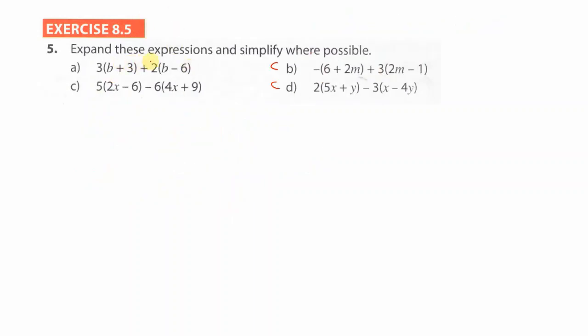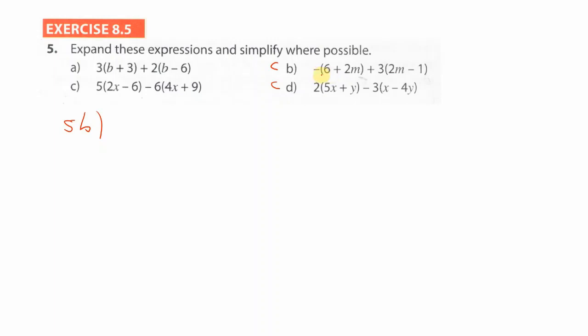Let's practice some more of these expansions. Expand these expressions and simplify where possible. So number 5b. Only thing in comparison to 4 is where we had to go through the process once. We now have to go through the process twice because we have 2 sets of brackets where we can't use BODMAS, so we have to use the distributive law.